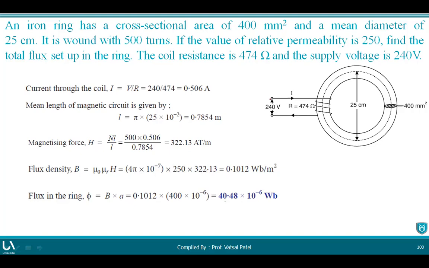Now after calculating, the total flux generated in the ring is equal to 40.48 into 10 raised to minus 6 Weber. So this is 40.48 micro Weber also. This much is the total flux generated in the coil, the ring.